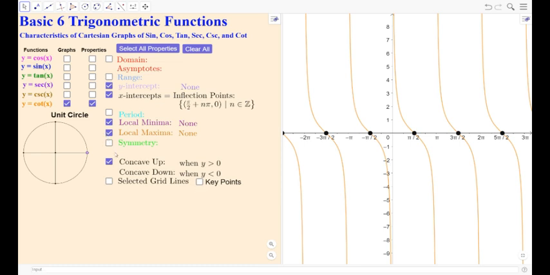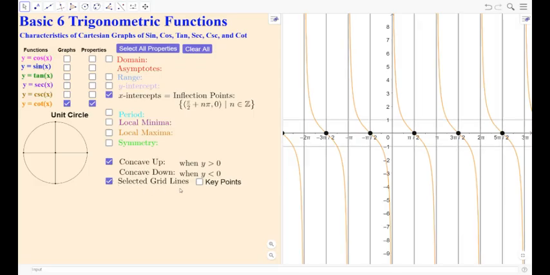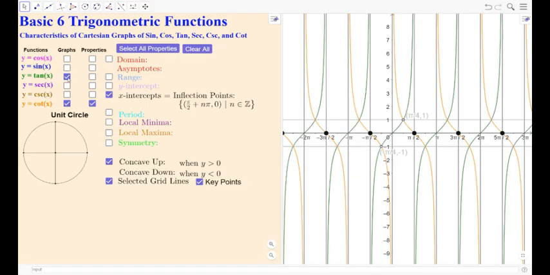A couple of key points, in addition to these points where it crosses the x-axis, would be noticing that whenever you go to pi over 4, right here, y and x are the same, so cotangent is the same numerator and denominator, so it's 1. So cotangent of pi over 4 is 1. Cotangent of minus pi over 4 is minus 1. Notice that those are exactly the places where the tangent and the cotangent meet each other.